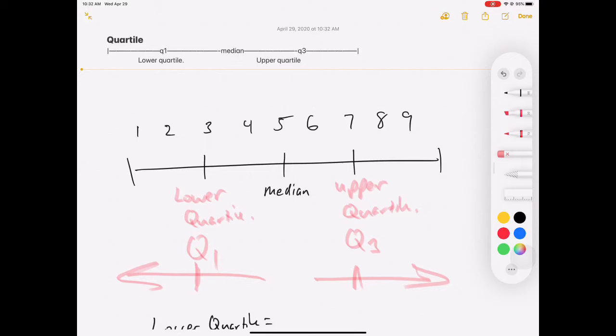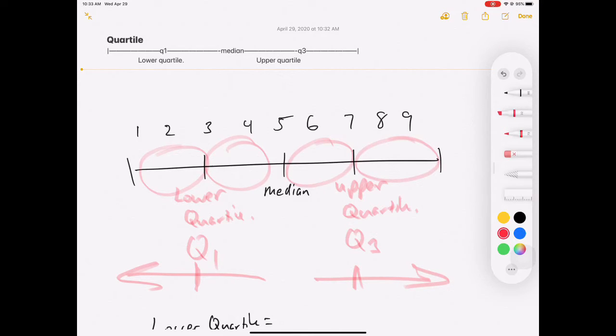So the idea of quartiles, what does the word quartile refer to? What does that remind you of? Hopefully that brings up the idea of a quarter. So we're going to break up this graph into quarters. As you can see, I have a set of numbers 1 through 9, and we broke it up into 1 quarter, 2 quarters, 3 quarters, 4 quarters, right?